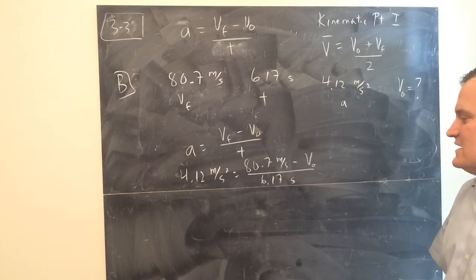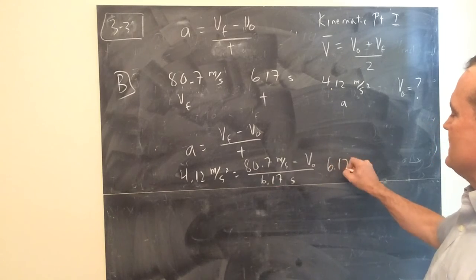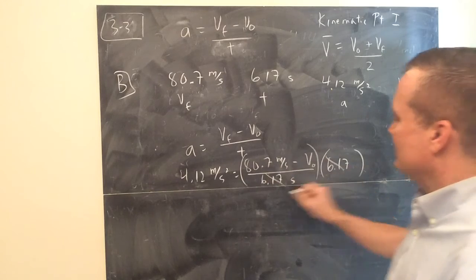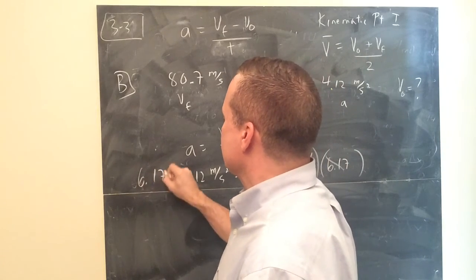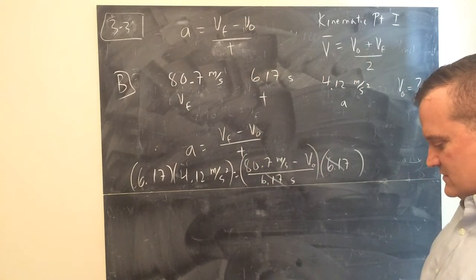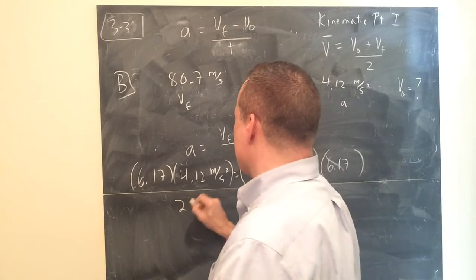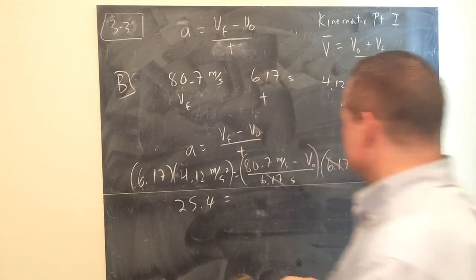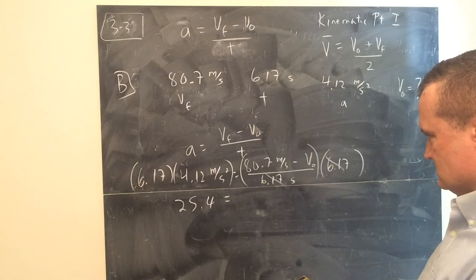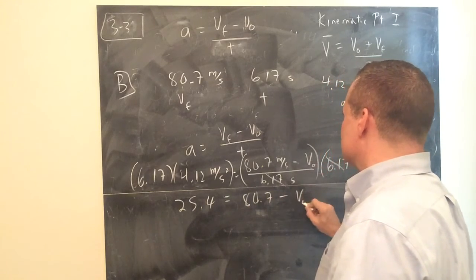Now, what I'll do is, first I'll cross multiply. Well, not really cross multiply, but I'm going to multiply each side by 6.17. Okay? Because that way I'll get rid of that. 6.17 times 4.12 gives me 25.4, equals 80.7 minus the initial.